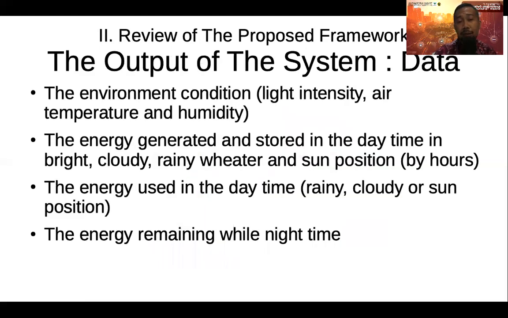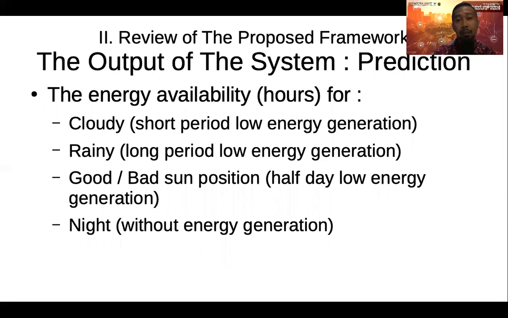Okay, the output of the system is data. So the data is environment data and the energy data in many conditions that we can put as fuzzy rules with a combination of precedent and dependent within time series data. The other output is predictions of energy availability in the hour: short period low energy generation, rainy long period low energy generation, sun position half day low energy generation, and the night without energy generation and full energy from batteries.